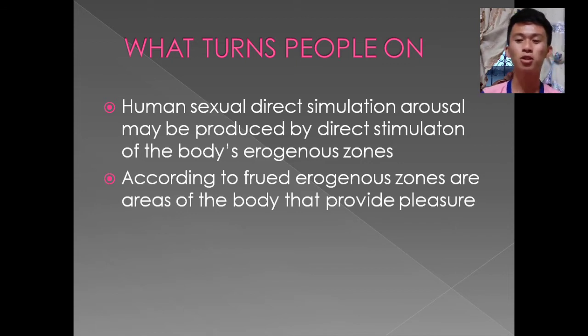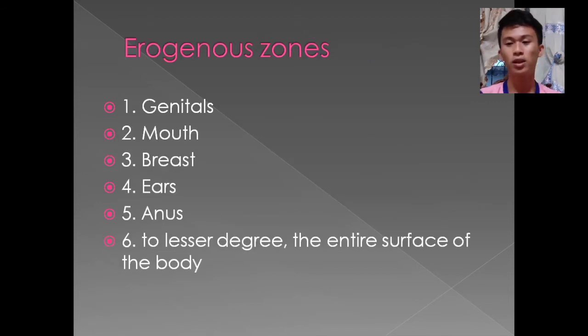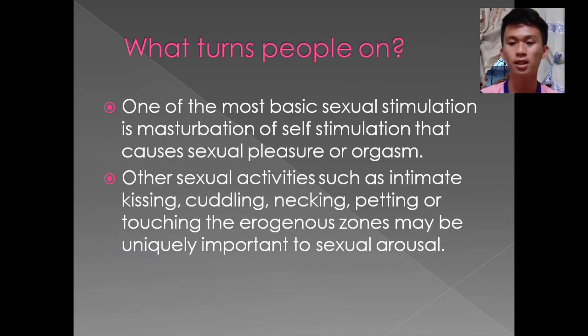So for what turns people on, the definition: human sexual arousal may be produced by direct stimulation of the body's erogenous zones. According to Freud, erogenous zones are areas of the body that provide pleasure. The erogenous zones are the genitals, mouth, breast, ear, anus, and, to a lesser degree, the entire surface of the body. So, there's a question: what turns people on?